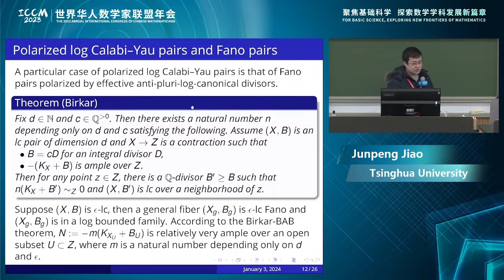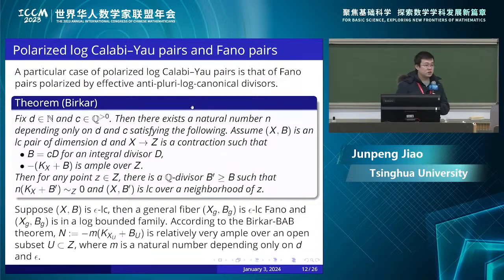This is because n times (Kx plus b prime) is linearly equivalent to 0, so the coefficients of n times b prime should be an integral divisor. So given a Fano contraction, we can make it log Calabi-Yau. And to make it polarized log Calabi-Yau, we can add the polarization as follows.